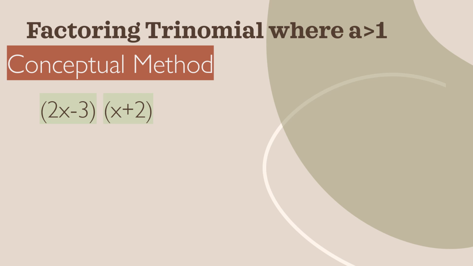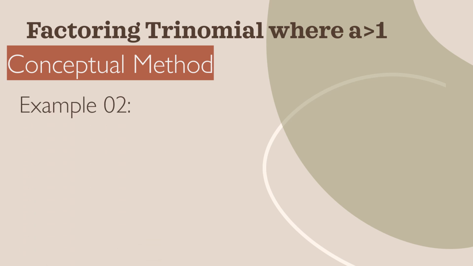Let's do a quick check to make sure that our answer is correct. We can do this by multiplying the binomials together. 2x times x is 2x squared. 2x times 2 is 4x. Negative 3 times x is negative 3x. And negative 3 times 2 is negative 6.